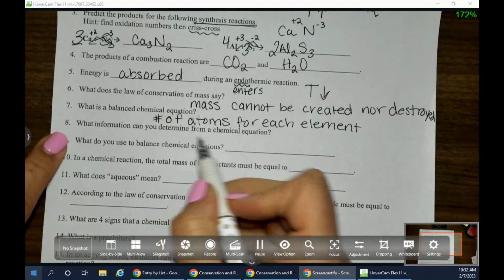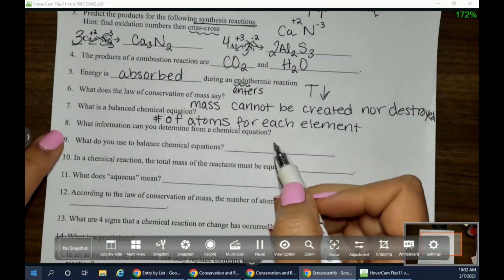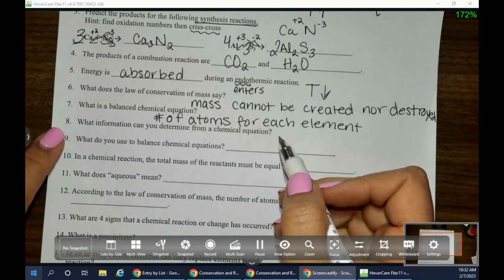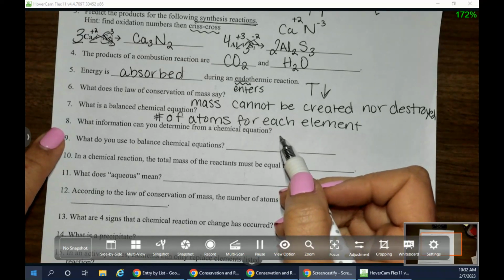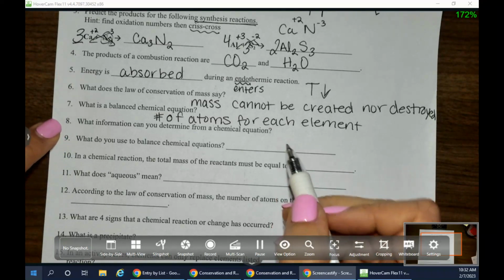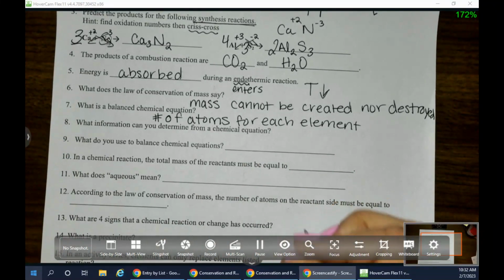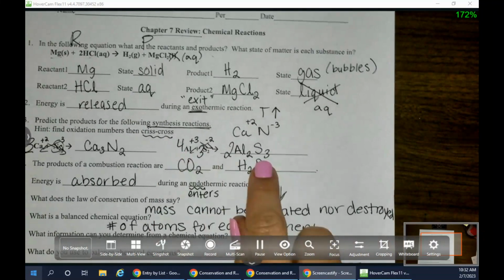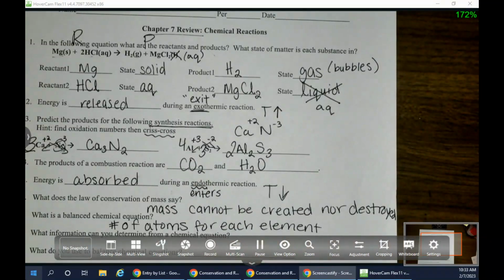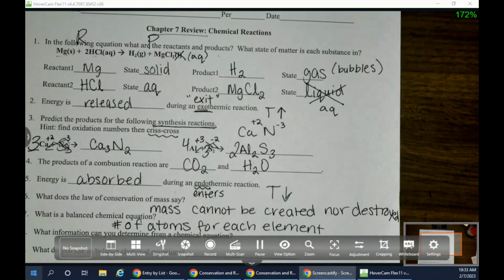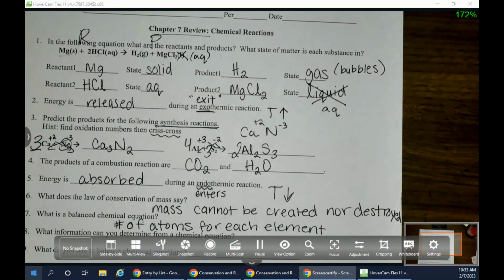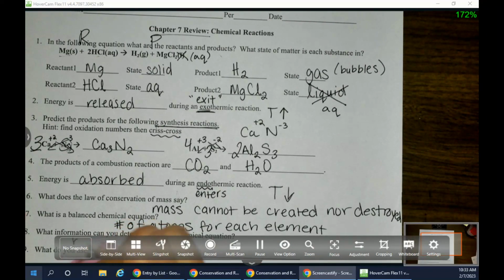What information can you determine from a chemical equation? Shout some words out. What have we gotten to see with the chemical equation? What information can we see in this chemical equation? What did we have? You had subscripts. So really that was like the compounds, so all of the compounds. So we know that we can get our reactants and products, so ingredients and what you're making.